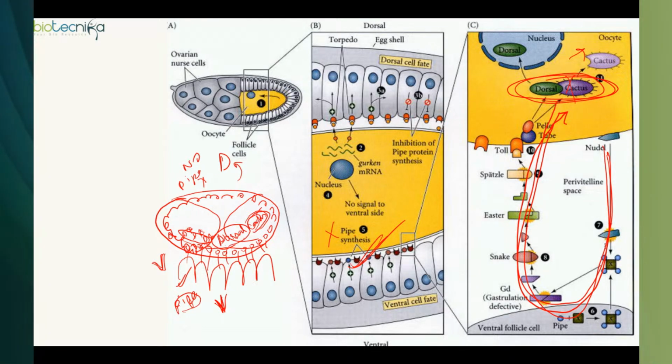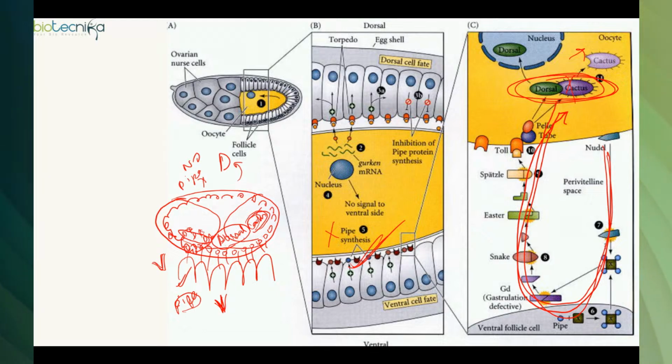If dorsal is not there, then it cannot enter the nucleus and it cannot activate the ventralizing genes. So in that case, automatically the cells will specify as dorsal. So if dorsal protein is not there, then the cells get specified as dorsal cell types. That's why it's named dorsal. But always remember this summary, that dorsal causes ventralization.